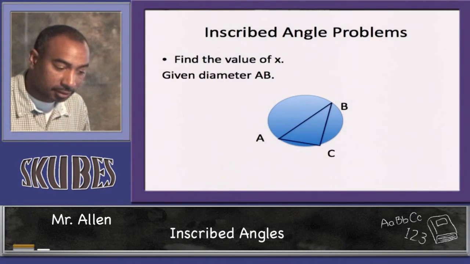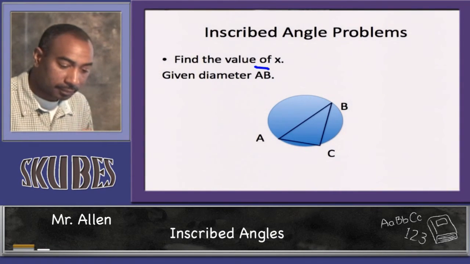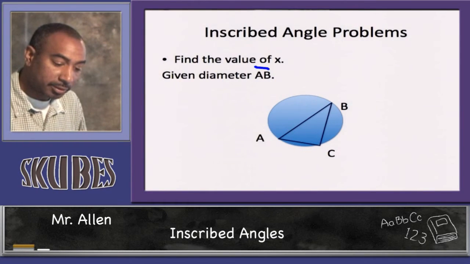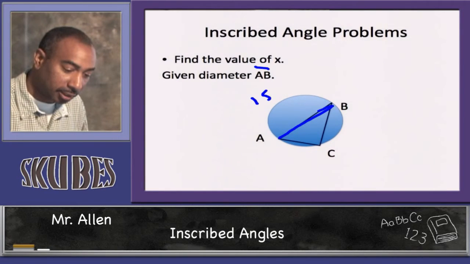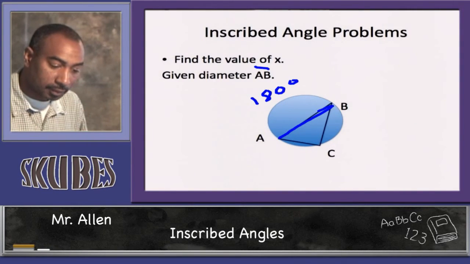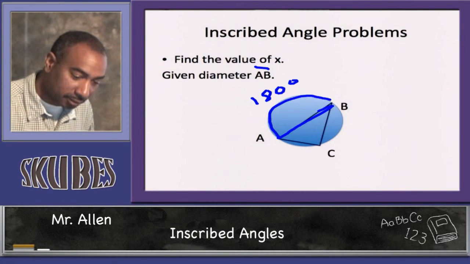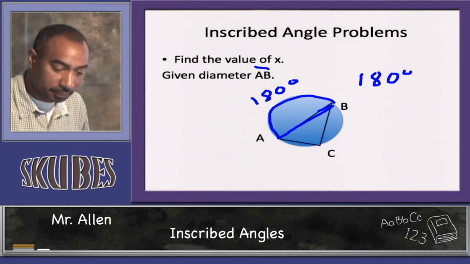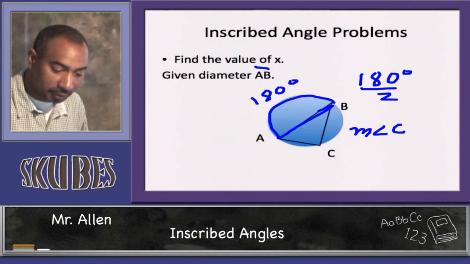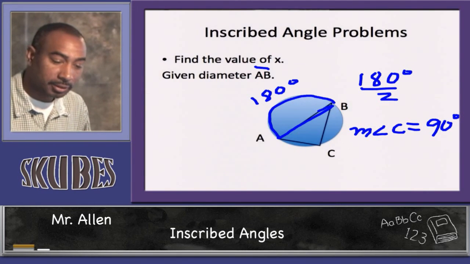Find the value of x given the diameter of AB. If AB is the diameter, that means this forms a semicircle, which means that this is 180 degrees. Angle C is the angle that cuts out this arc of 180 degrees. Therefore, if I divide that by 2, that tells me that the measure of angle C is 90 degrees. Okay, this concludes our lesson for inscribed angles.